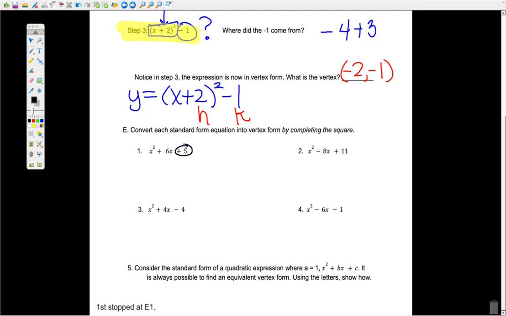What we would do is take our x squared and our 6x, group it together, leave a spot, and push the 5 out.